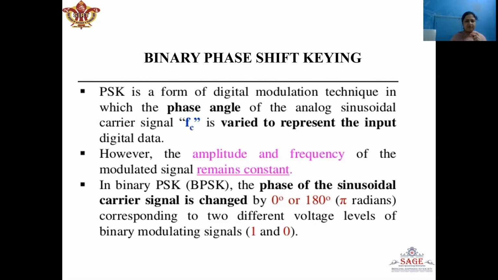Phase shift keying is a form of digital modulation technique in which the phase angle of the analog sinusoidal carrier signal is varied to represent the input digital data. Here, the amplitude and frequency of the modulated signal remain constant. In binary PSK, the phase of the sinusoidal carrier signal is changed by 0 degrees or 180 degrees, corresponding to two different voltage levels of the message signal, 1 and 0.